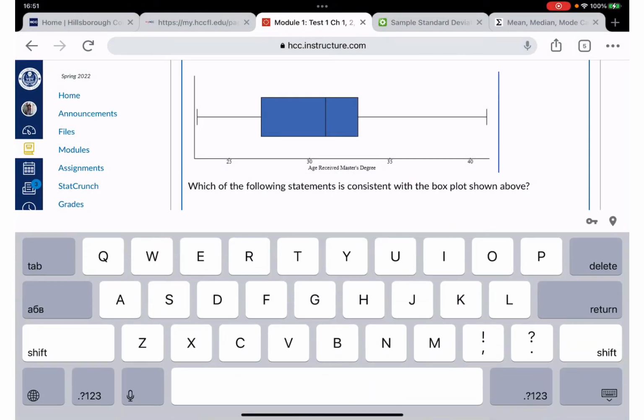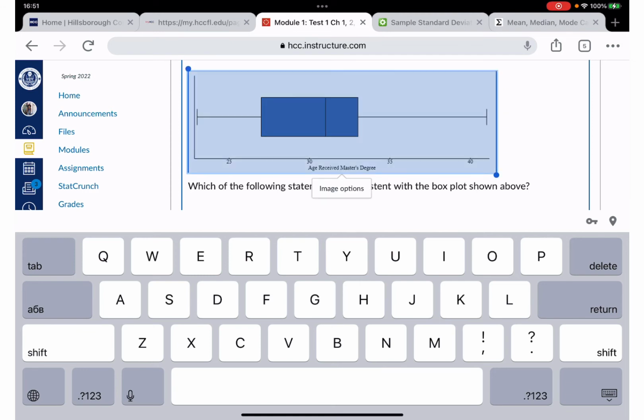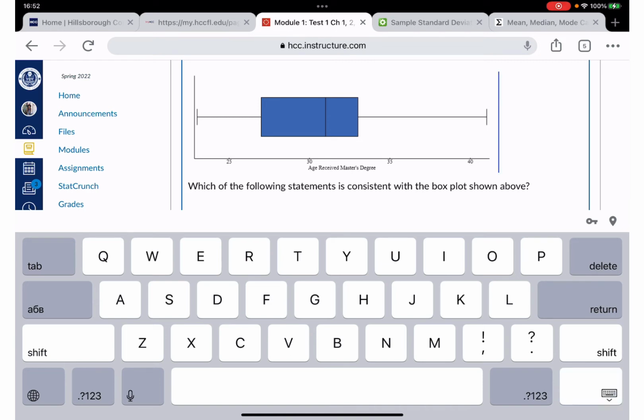Under 35. Well, that statement is true. So 35, here it is. That statement is true. 35 years, it's falling in the whisker. But that includes the over 75% also, right? Okay.